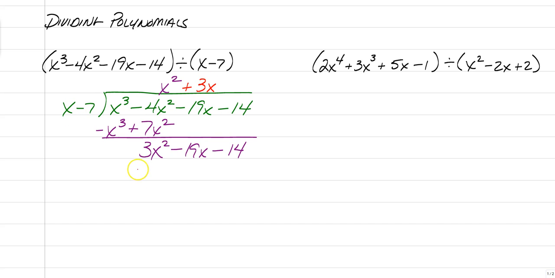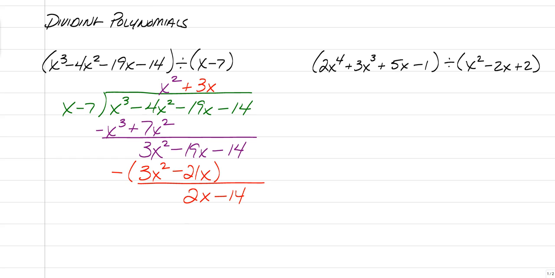So 3x times x is 3x squared, and 3x times a negative 7 is a negative 21x. Now again, your choice. You are subtracting this. So you can subtract them out front, or you can change the sign of both, which would give you negative 3x and a positive 21. Either way, those guys cancel. 19 minus a negative 21 is 2x minus 14.